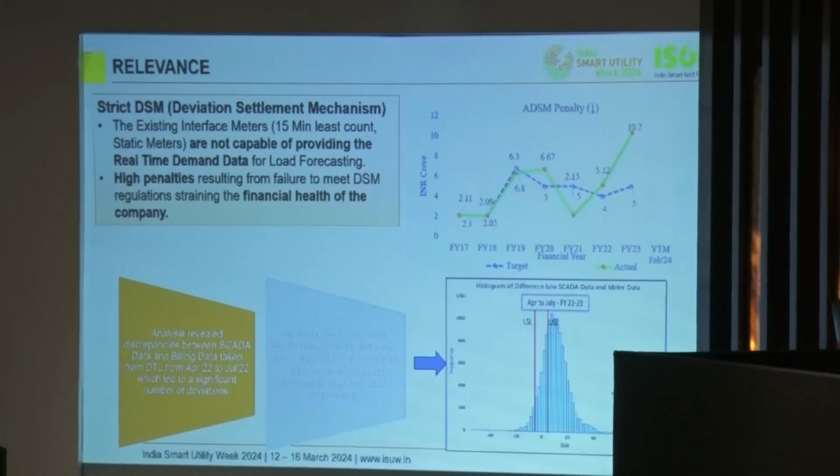You can see the ADSM penalty graph year on year, from FY17 to FY23. In FY23, we had almost 10.2 crores of ADSM hit, due to the strict DSM regulations, as the previous meters were not capable of providing real-time demand data. The high penalties also disturb the financial health of power utilities. When we carried out the analysis, we found several instances of discrepancies between the SCADA data and the meter data which we took from DTL.